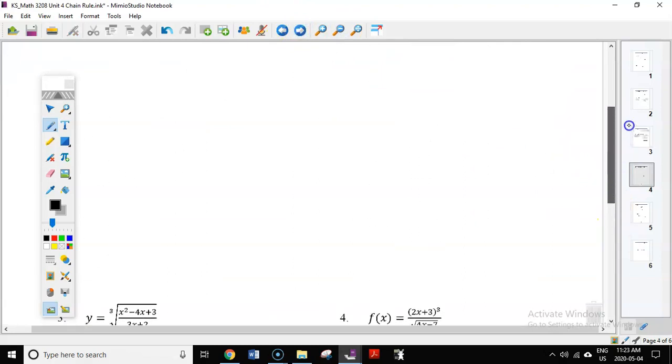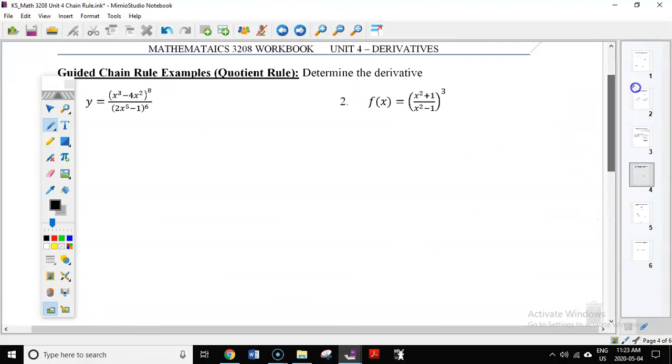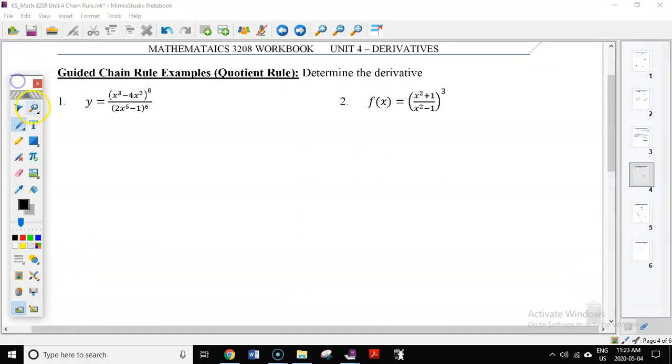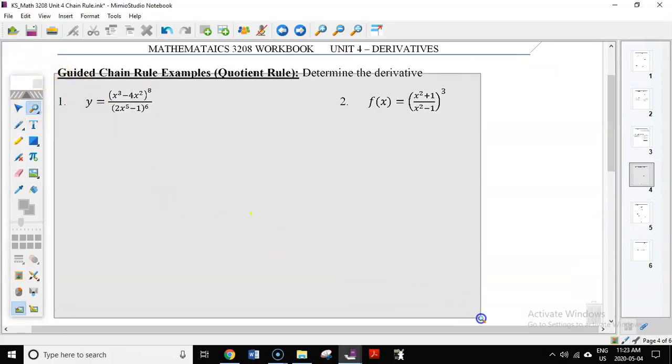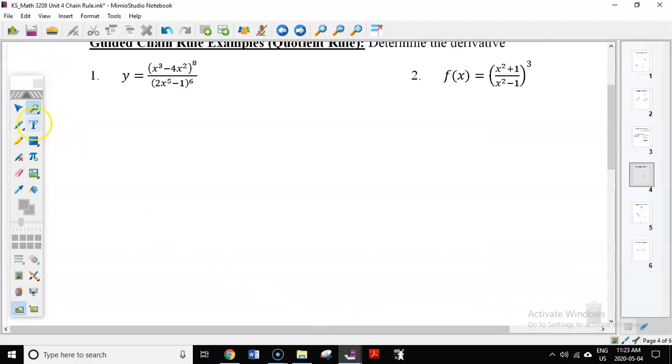Let's look at the first one. So quotient rule here, you've got a big bracket to the power of 8 and another bracket to the power of 6. So there's no real way to simplify it. I guess you could change it in the product rule if you prefer, but I'm going to leave this one alone and do it quotient rule.